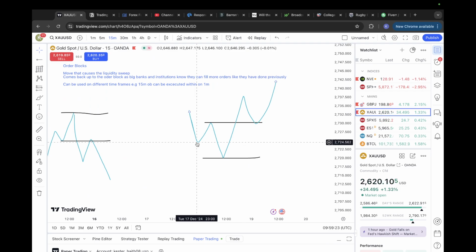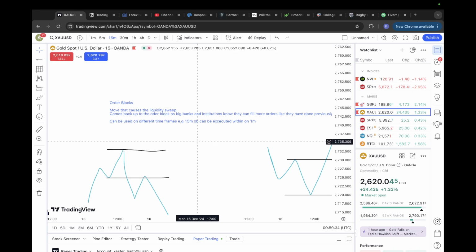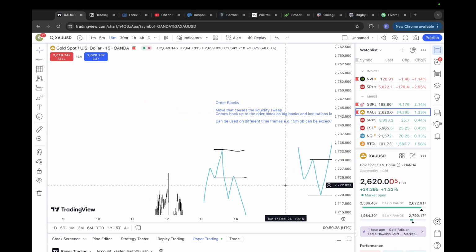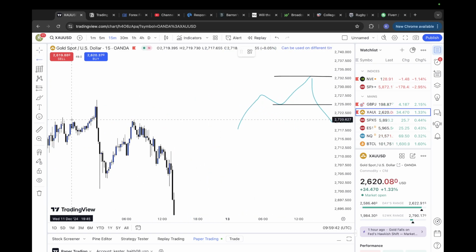So the next confluence that we're going to go through is an order block. And these are very simple, as are most of the confluences that I use. In short, and a simple explanation, they are the move that causes the liquidity sweep. So when you see a sweep, price comes down. For example, in this case, price goes up here, takes out this liquidity. It's the move up that causes that.